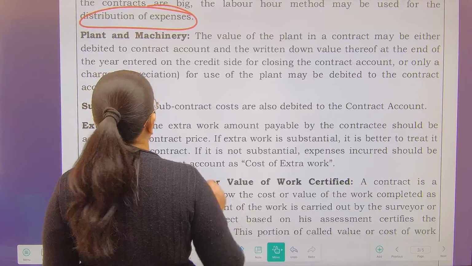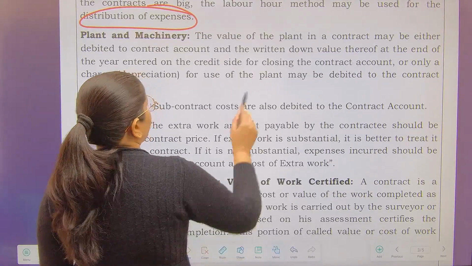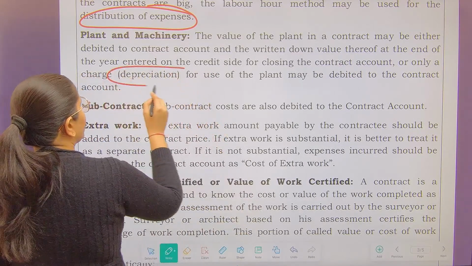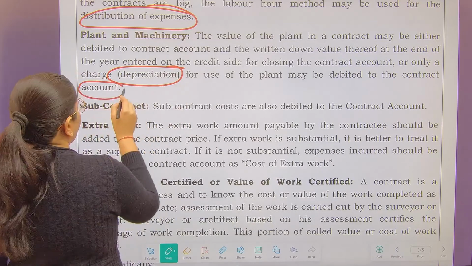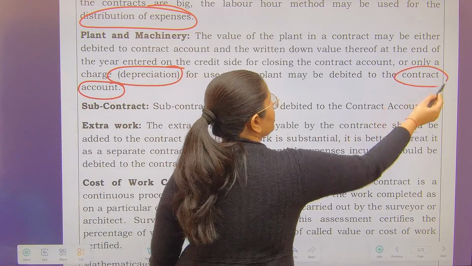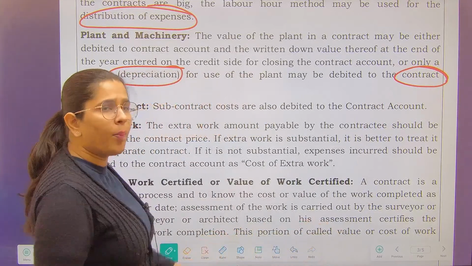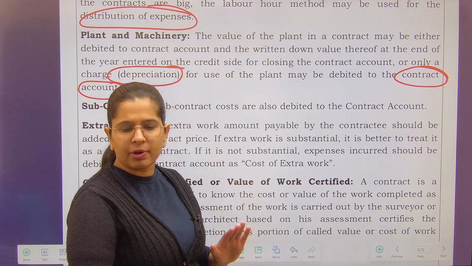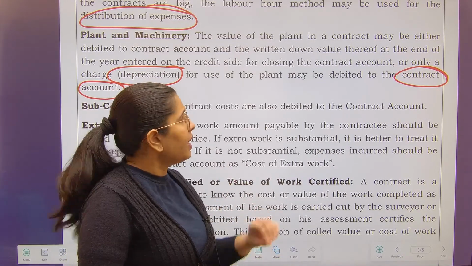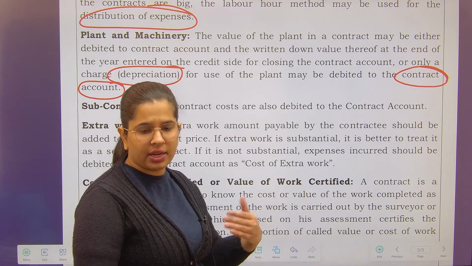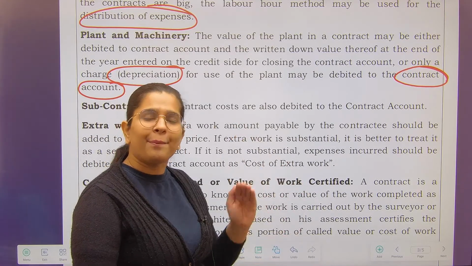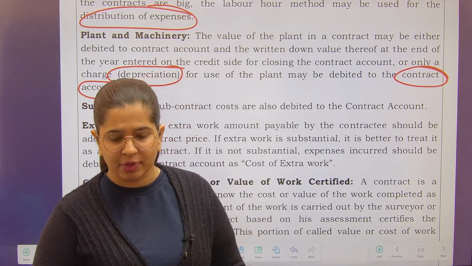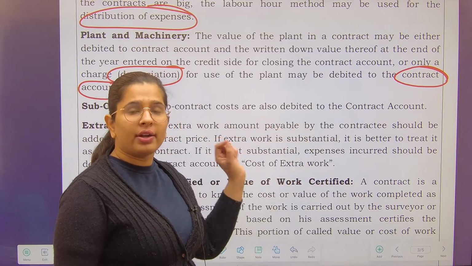See, what you have to do over here is you have to charge depreciation in the contract account. Either directly charge the depreciation or write the opening value as well as closing value. Both the options you have, but please keep it simple because for you that much detail is not required. If you are using plant and machinery in a contract in that particular scenario, please charge the depreciation which is occurring due to the use of that particular plant and machinery to respective contract account.